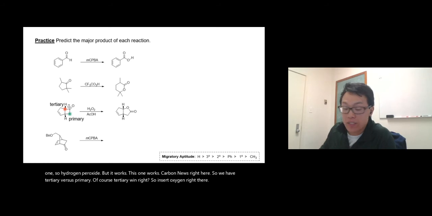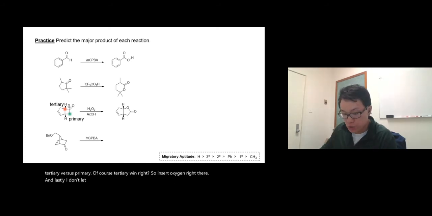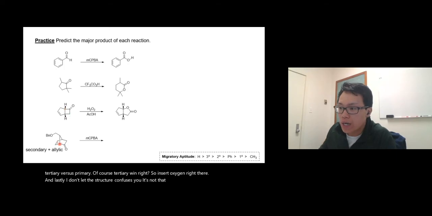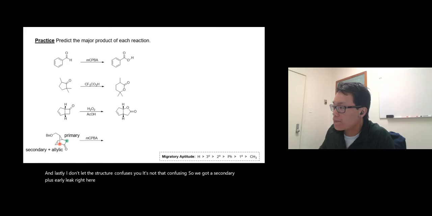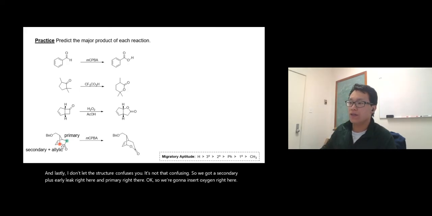And lastly, don't let the structure confuse you. It's not that confusing. We have a secondary plus allylic carbon right here, and a primary carbon right there. So we're going to insert oxygen right here. Ta-da!